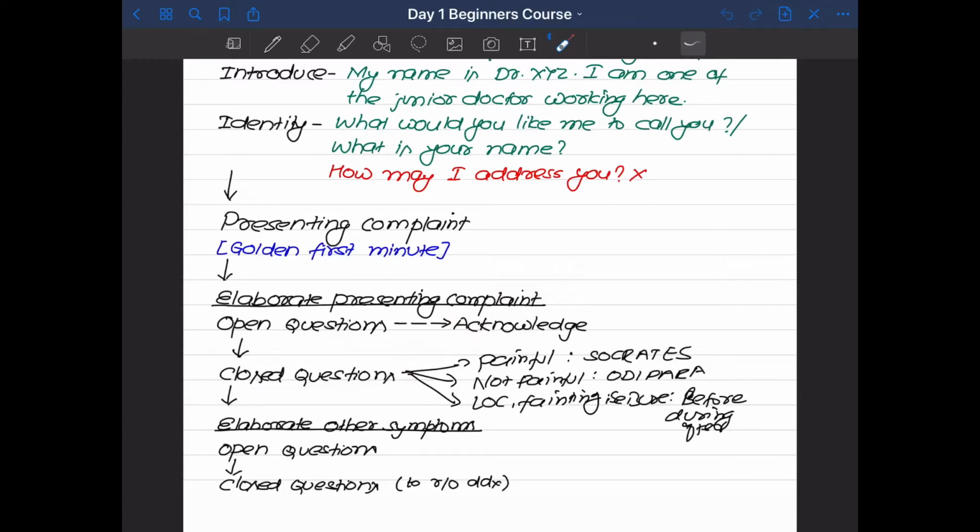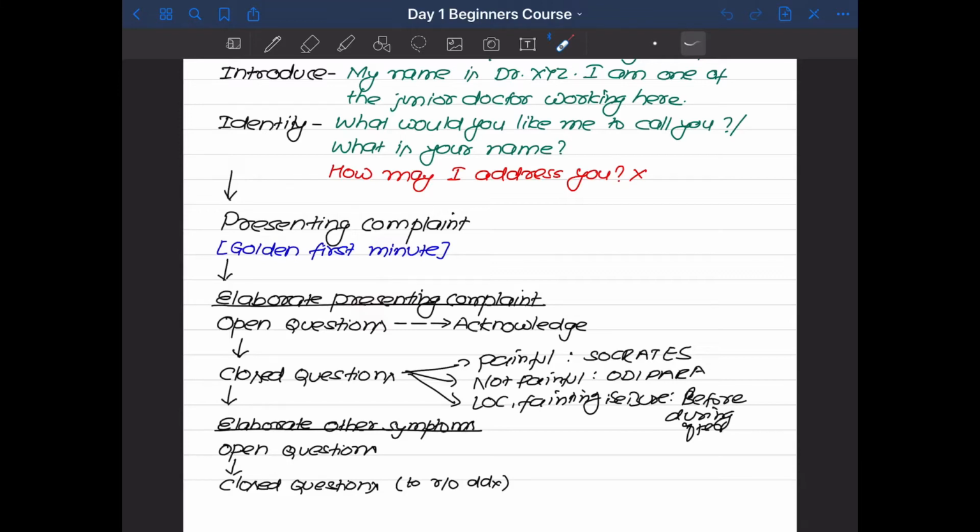You are trying to do the SOCRATES for that pain, but then you are directly entering into closed questions, which is slightly inappropriate. This will make the patient biased. We can't get the free information from that patient. That's what we call the golden first minute. So that's why it's very important to start by asking an open-ended question, for example, tell me more about this pain.